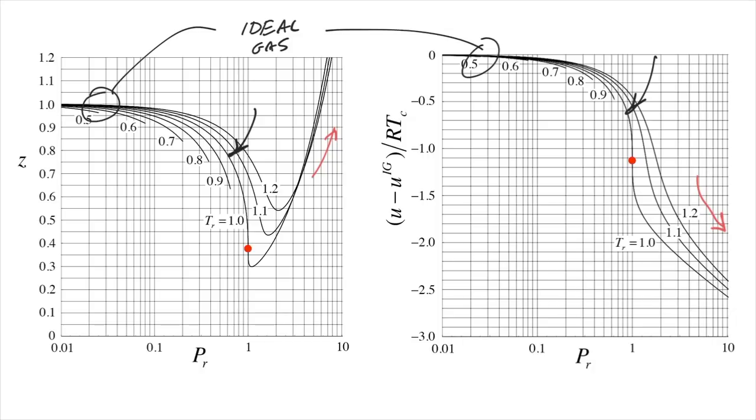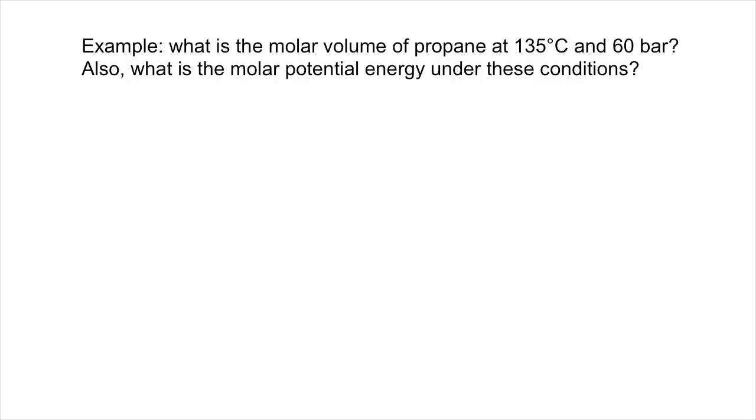One nice thing about a set of plots like this is that they nicely map out the attractive interactions in a fluid at a given pressure and temperature, and the consequences of those interactions. Also, since the plots are explicit in pressure and temperature, they can be used to calculate volume directly. For example, consider the previous case of propane at 135 degrees C and 60 bar.